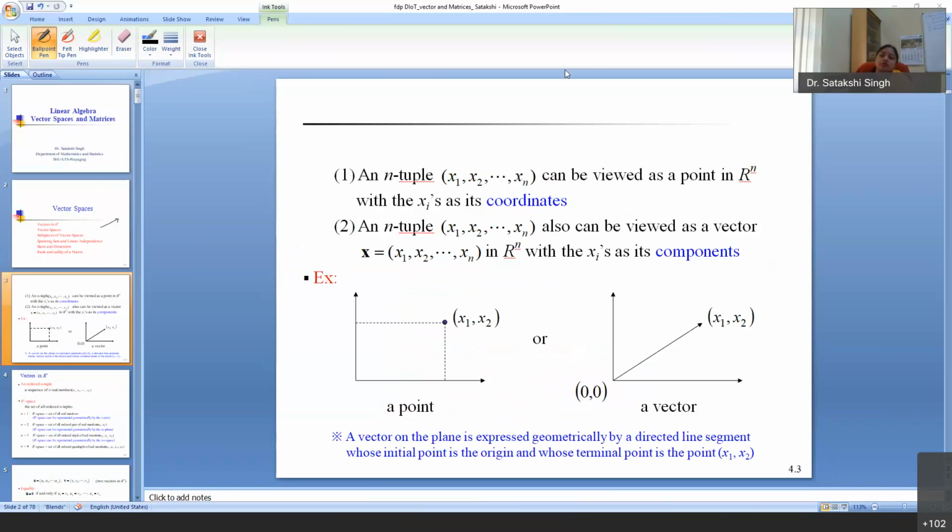Okay, so till now you might have seen a vector of this kind. A vector in a plane is expressed by a directed line segment whose initial point is generally the origin and whose terminal point is this point x1, x2. So this is the geometrical way of representing the vector. But here we will represent our vector not in the geometrical way, like this arrow. It will be represented in the algebraic form using this pair representation.